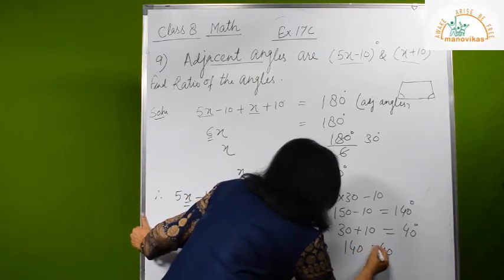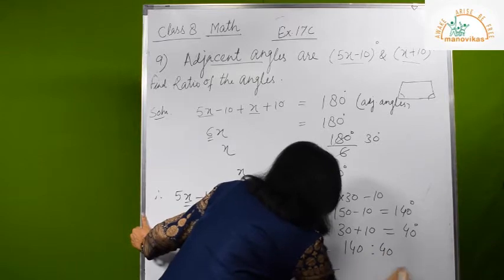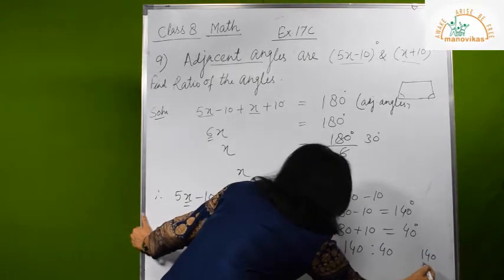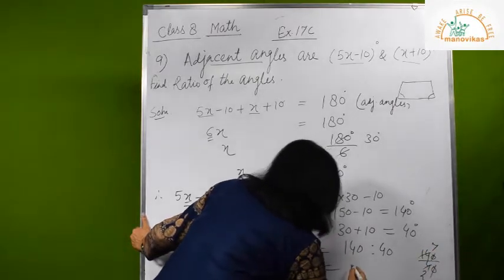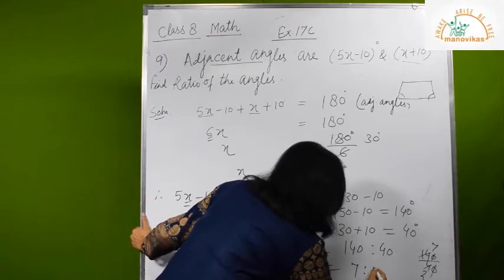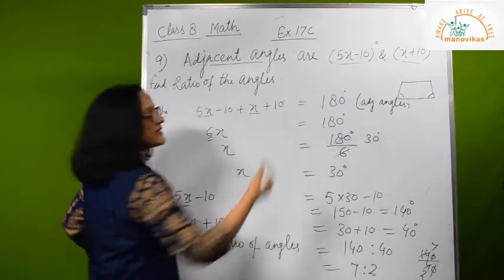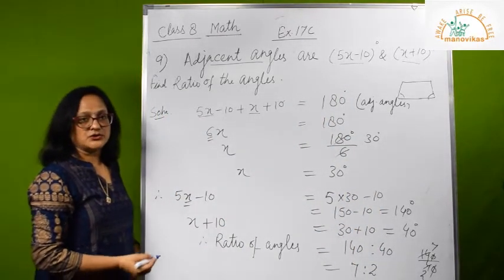Ratio 40. So 40 and 40 got cancelled. This way you can simplify it. 140 upon 40, the zeros cancel out, 2 fours are 8... 2 2s are 4, 2 7s are 14. So here we get 7 ratio 2. So the ratio of these angles is 7 is to 2.